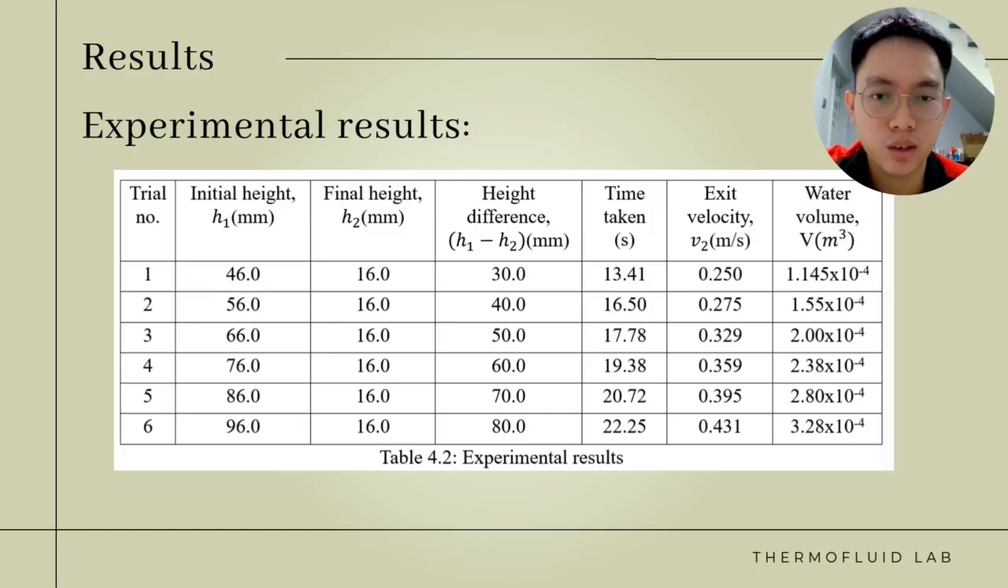So next I will present our experimental result. During the experiment, we recorded the data of the initial height and the final height of the water in cup A. Then we also recorded the time taken for the water to flow out from cup A, and lastly, the water volume that flowed out from cup A. After that, we calculated the height difference and then the exit velocity.